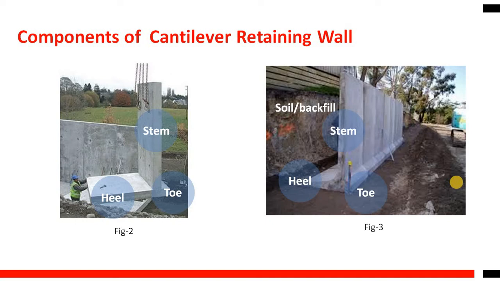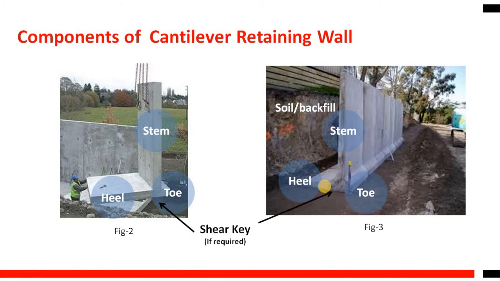Before constructing, generally there are precast, component-wise retaining walls. To lay this retaining wall, as in figure number 3, this soil is to be prepared and tamped, and the density should be achieved to place this retaining wall in this kind of situation.